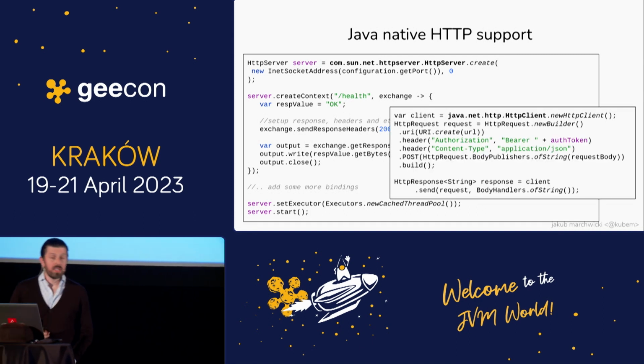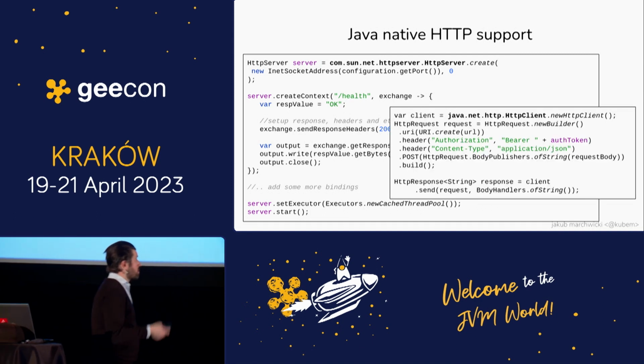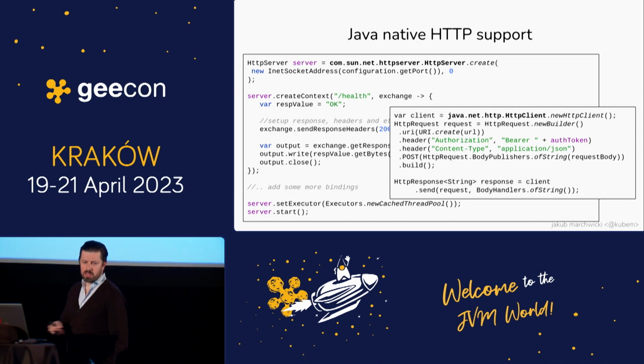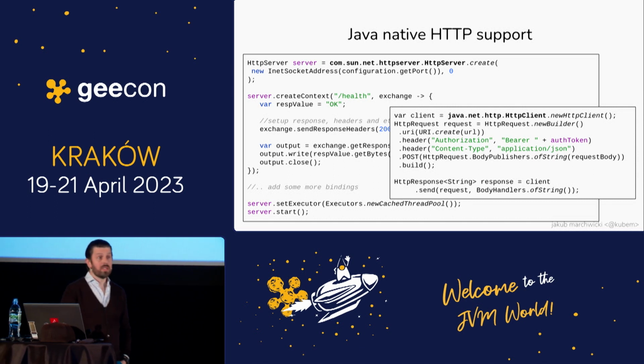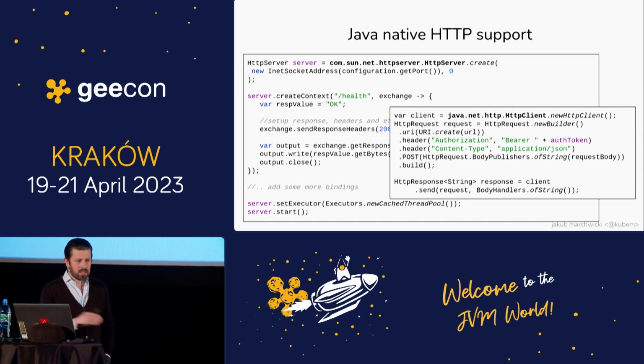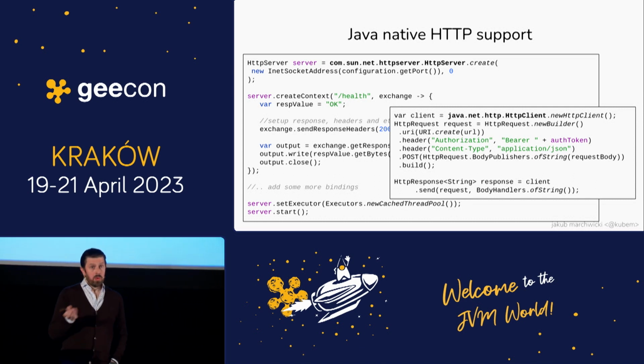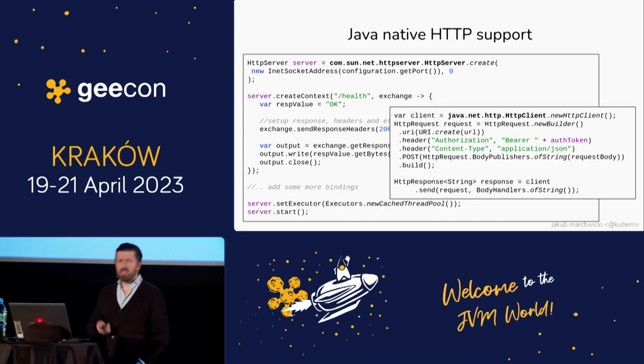The other thing is the client, and that looks pretty standard. We fire a request, we have a builder, we can add some additional headers, and that's pretty much it. And that's within your JVM, so no additional libraries. It's a good start.